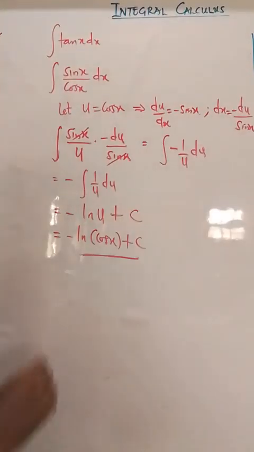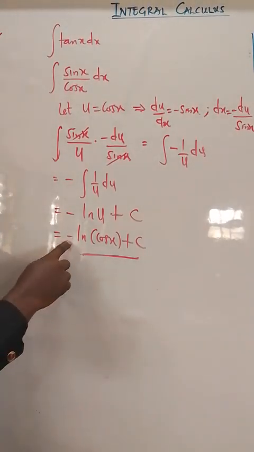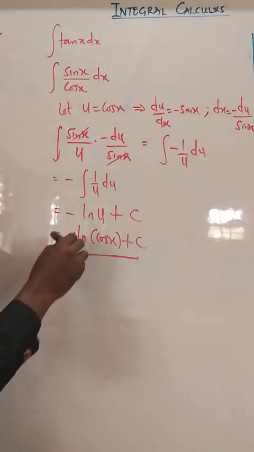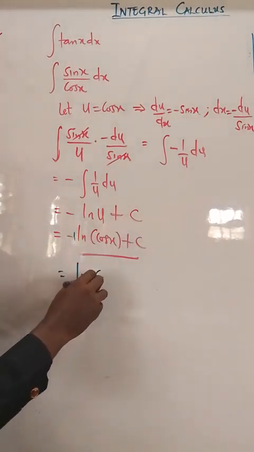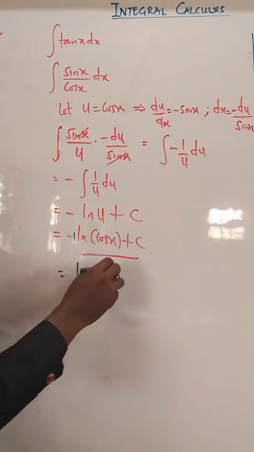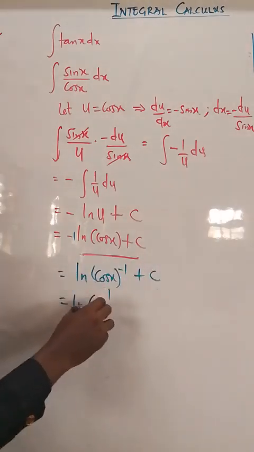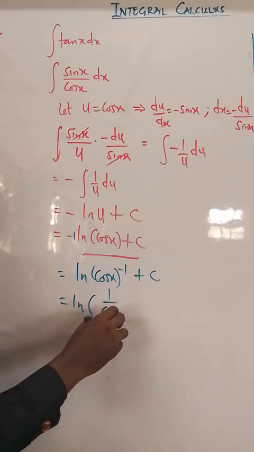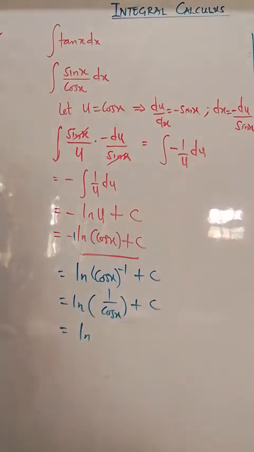Just that you might not see this directly sometimes. We should know this is a logarithmic function. This minus is the same thing as minus 1, and we can bring this minus 1 to the power here. This becomes ln of cos x all raised to power minus 1 plus c. And this becomes ln of 1 over cos x plus c. And what is 1 over cos x?